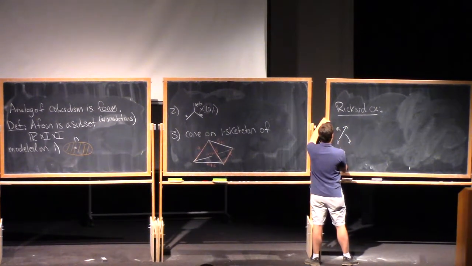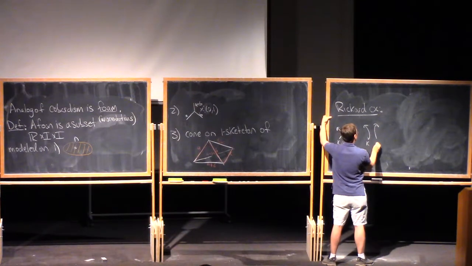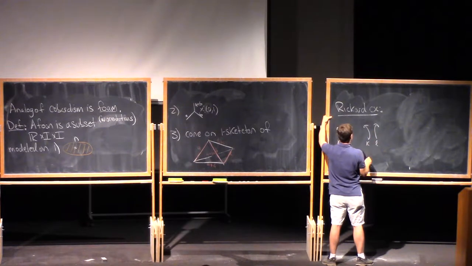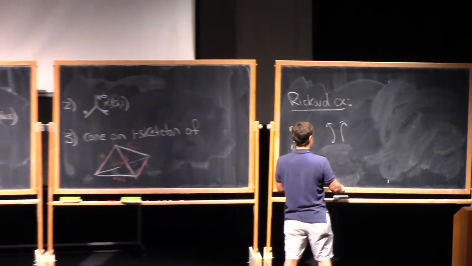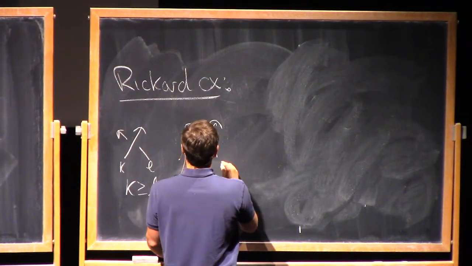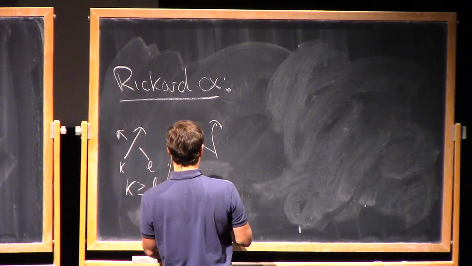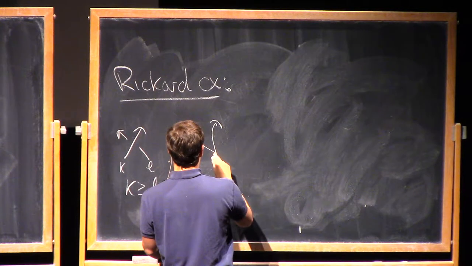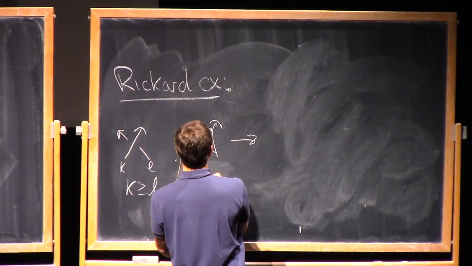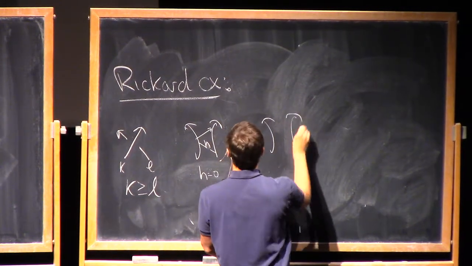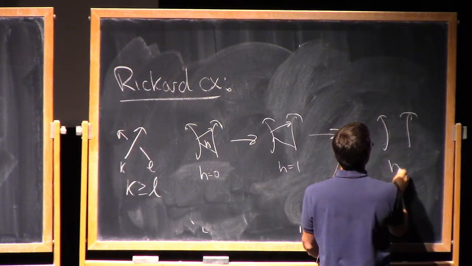So maybe here I had K and L, and K was bigger than or equal to L, and then I think I get something that looks like K, L, oh gosh, I'm confused, no. Right. Let me, right. So here, H, I have this weight. So here, maybe I'm going to put this H here. I'm going to do sort of H is 0, and then go to H is 1. Okay, and so forth and so on, and then down to H is L.